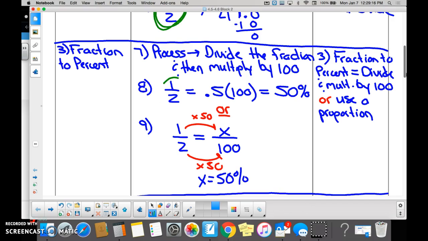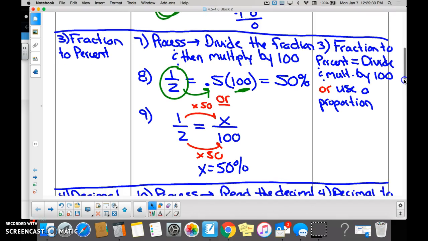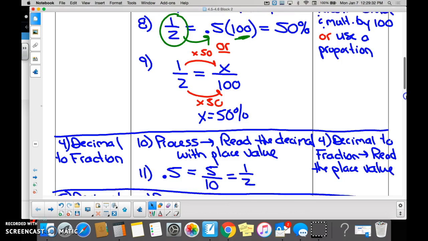So again, we divided 1/2 and got 0.5. And then you multiply by 100. Mustafa, why are we multiplying by 100? Because percents are based out of the number 100. Brilliant, Mustafa. Brilliant. Number 4, decimal to a fraction.